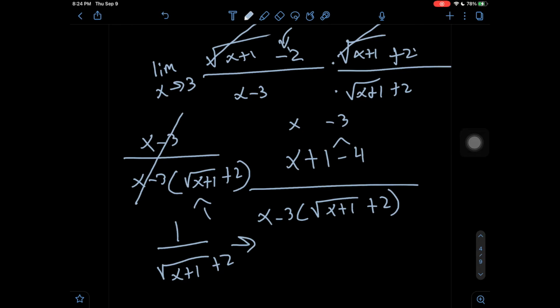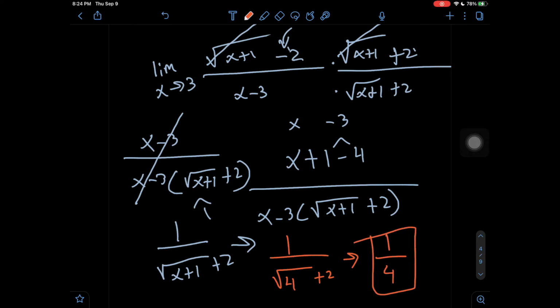And now we're going to just do direct substitution. We're substituting in 3. So we have final answer of 1 over square root of 4 plus 2. Square root of 4 is just 2. 2 plus 2 is 4. So we have 1 over 4. That's our final answer for this problem.